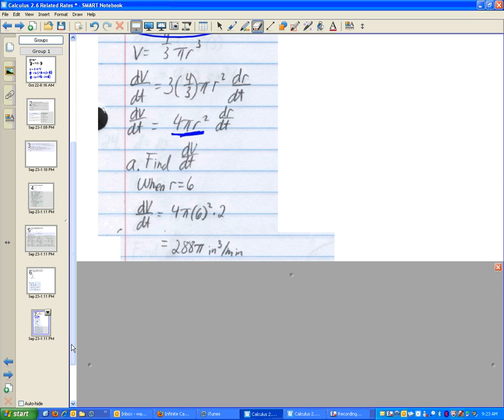Like I say, I know I don't really do what your science teachers want me to do and carry the units every step of the way. But don't forget your units. And you should always be able to know what your units are. Okay? So inches cubed per minute. With me?